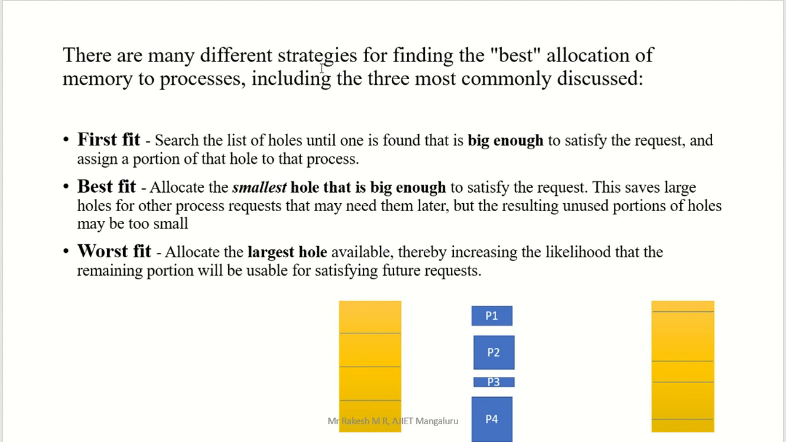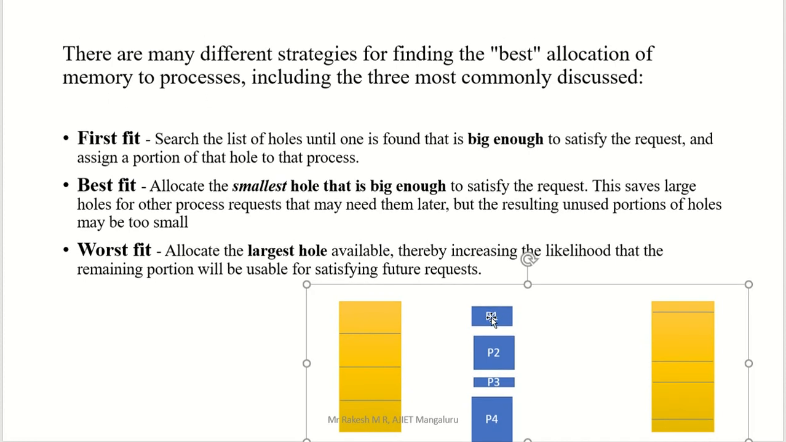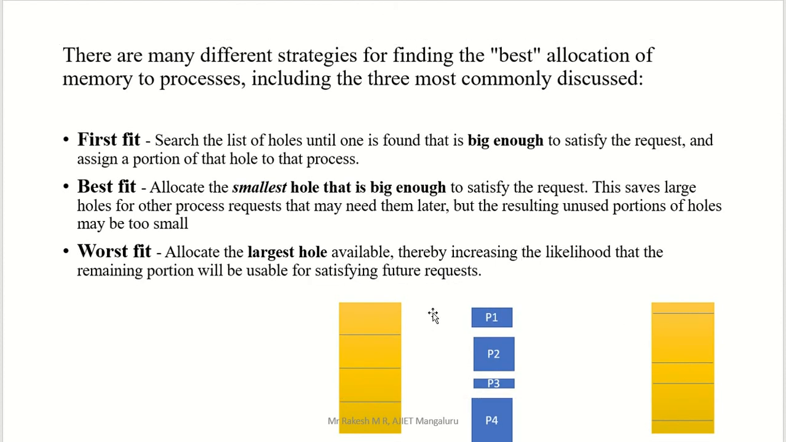There are many different strategies for finding the best allocation of memory to the process. How we are going to load these things, that is your process, inside this one memory block. We have some of the methods, best allocation methods, memory allocation methods. We have 3 types: first fit, best fit, worst fit.